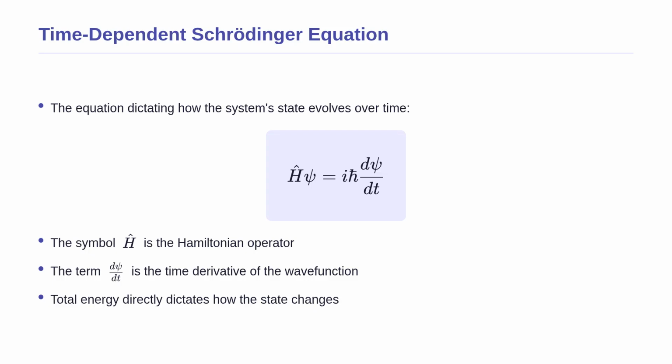Conceptually, this equation states that the total energy of the system directly dictates how the system state will evolve as time moves forward. H hat is the Hamiltonian operator, commanding us to find the sum of the kinetic and potential energy. The term d psi by dt is the total derivative of the wave function with respect to time, representing exactly how fast the state is changing. The constants i and h bar ensure the complex mathematics balance out correctly.